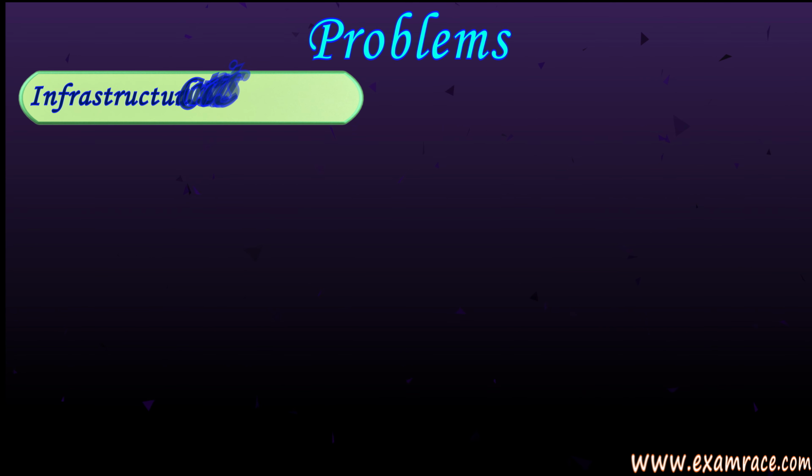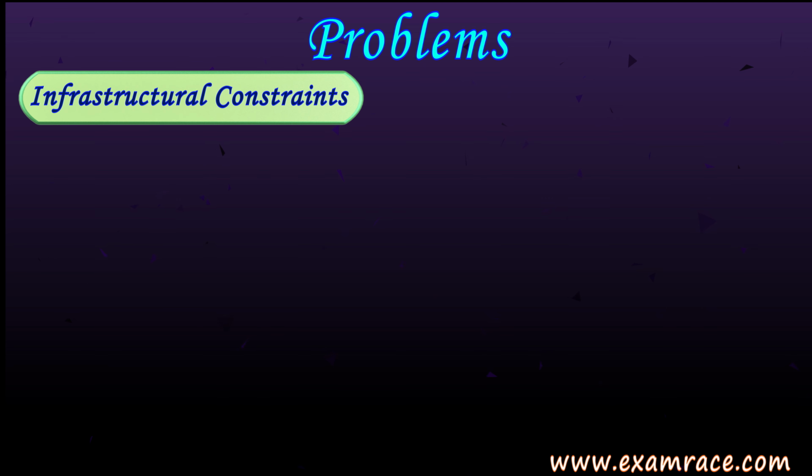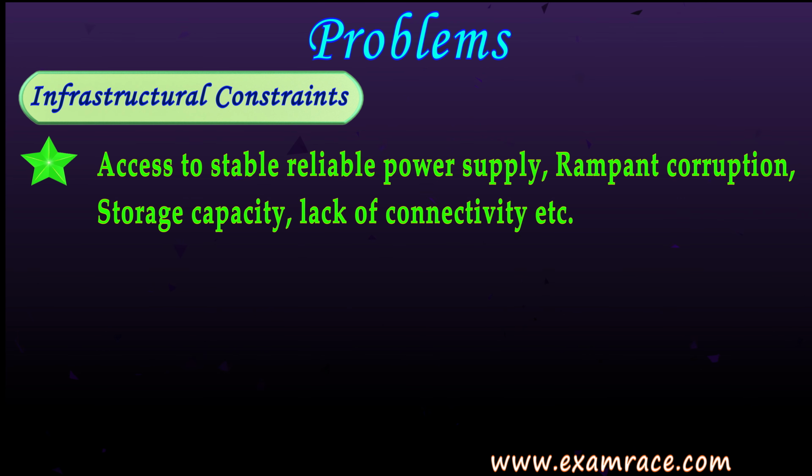The other problem is infrastructural constraints, and this is evident from the fact that the government has now planned to spend more than 100 lakh crore on the infrastructure sector through the National Infrastructure Pipeline. The infrastructural constraints have severely affected the growth rate in the industrial sector. Access to stable, reliable power supply is still a major challenge, which most often leads to wear and tear of machines. Rampant corruption at all levels also leads to time delays in setting up industry, in getting clearances, etc.